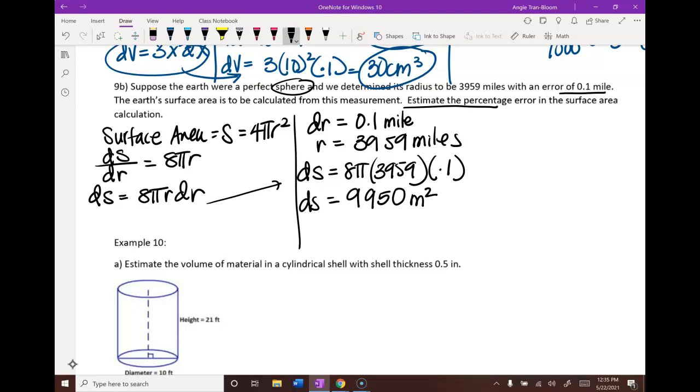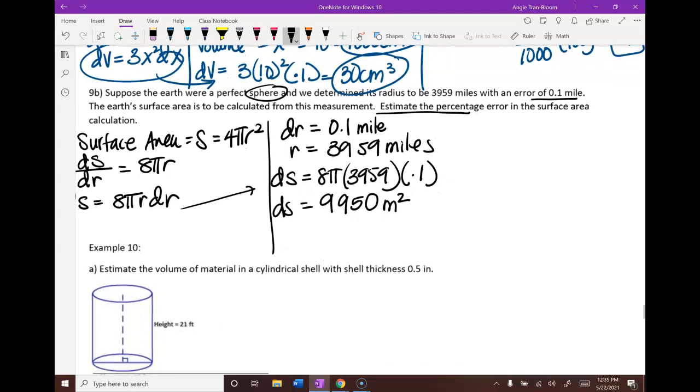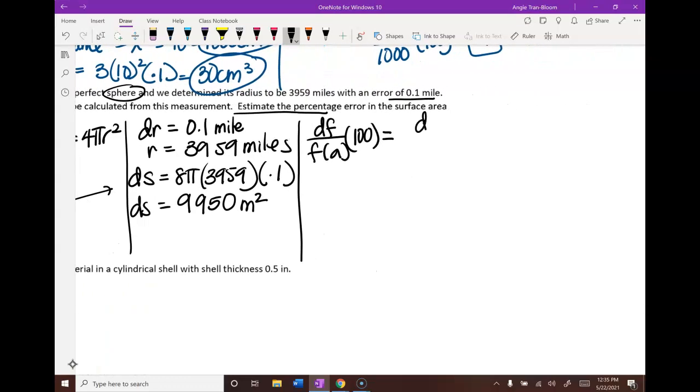Okay. Now it wants us again to estimate the percentage, and again we are going to use the same formula from your notes, which is df over f of a, because it wants a percentage, so we will multiply this by 100. We don't have f or f of a, we do have the change in surface area with the surface area when the radius is 3959, and again multiply by 100 to get percentage. We calculated ds already, which is this number. So that's going to be 9950.